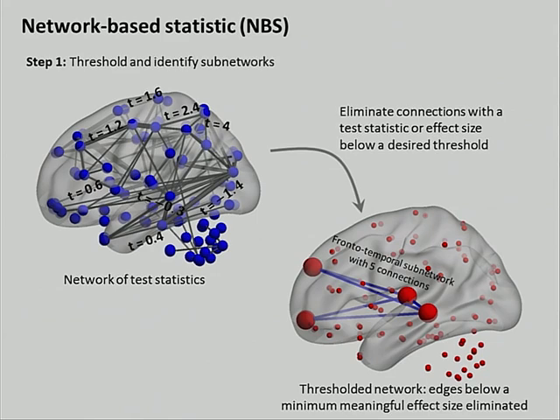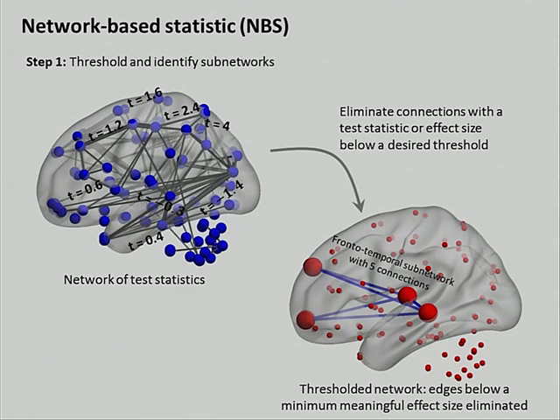It could be a test statistic, or it could be an uncorrected p-value. So for example, we might say we're only interested in effects that exceed a Cohen's d of 0.8. In that case, we throw away all the connections that have a Cohen's d below 0.8, and we're left with the network that I've shown there, that frontotemporal network on the bottom right of the slide. Then the question becomes, what's the likelihood that this interconnected network has come about as a matter of chance?